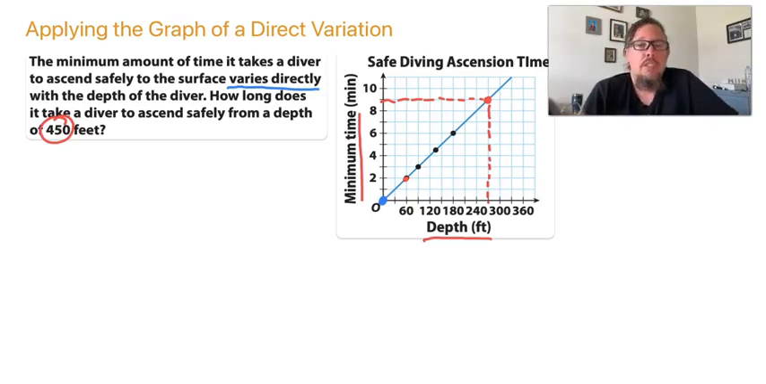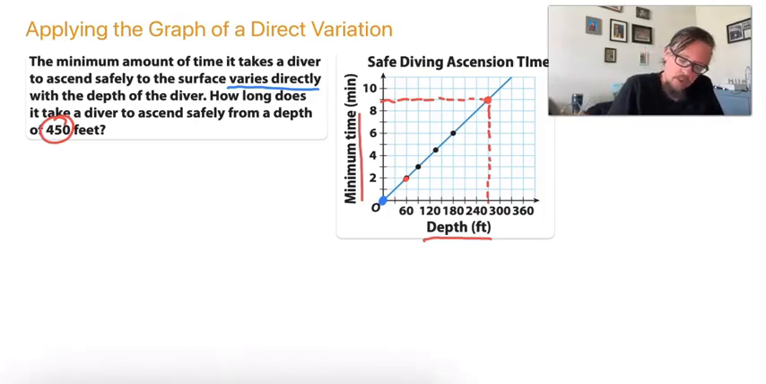And as you can see, the graph doesn't go that high. So it's not a simple matter of just looking at the graph and saying, okay, here's 450, let's see where the line is. What we're going to have to do is use this graph to write a direct variation equation. And then after we have the equation, we will use it to figure out the minimum time when depth equals 450.